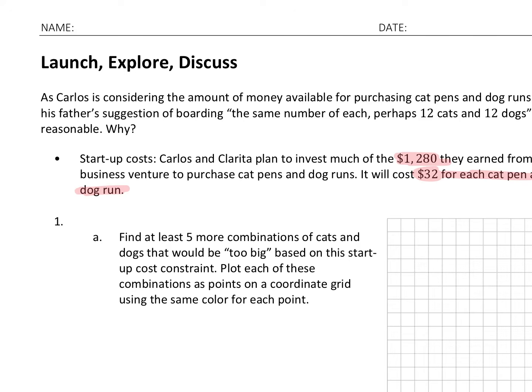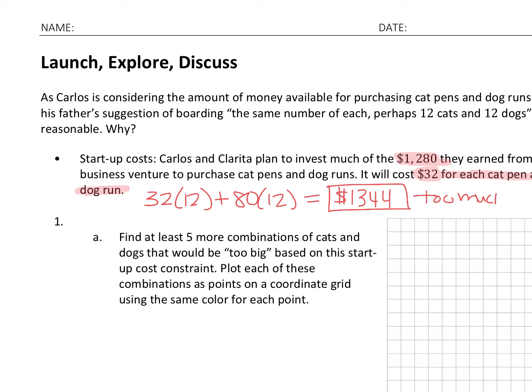If I were to solve this using 12 cats and 12 dogs, I would just say, well, $32 times my 12 cats plus $80 times my 12 dogs. How much is that? Hopefully it's $12.80 or less. It actually is $13.44, which is definitely too much. Okay, so that's a problem. In part A, number 1, they want us to find at least 5 more combinations of cats and dogs that are too big, just like 12 cats and 12 dogs was too big.